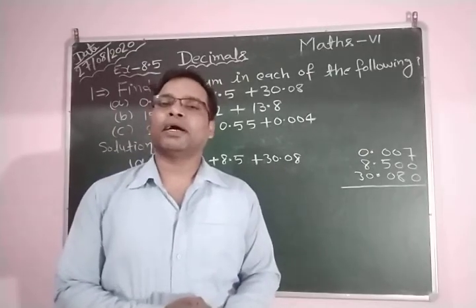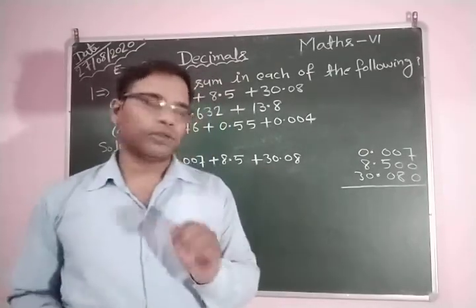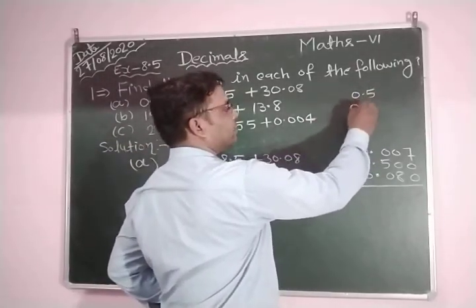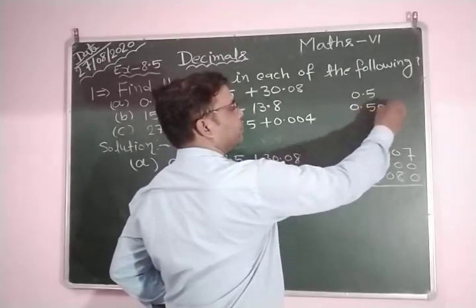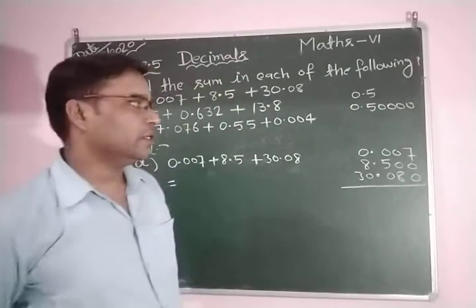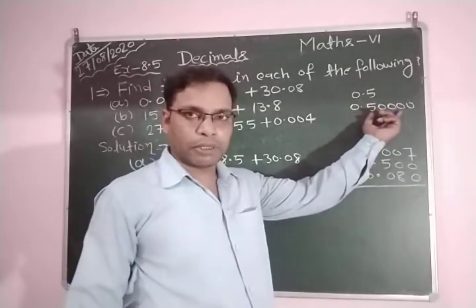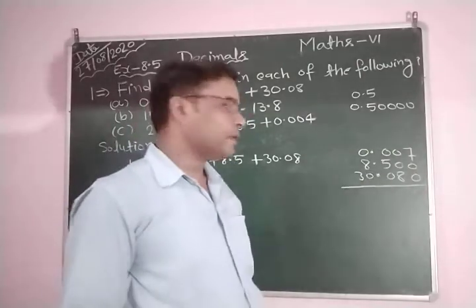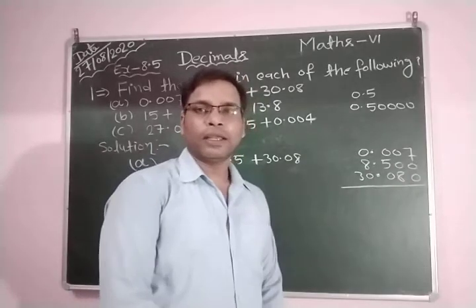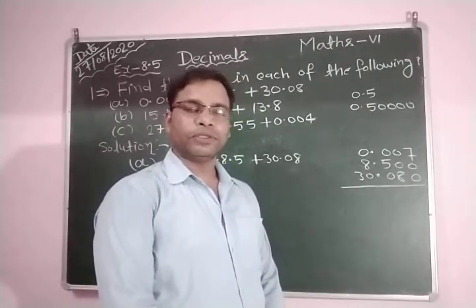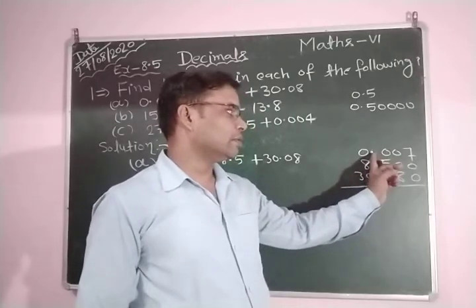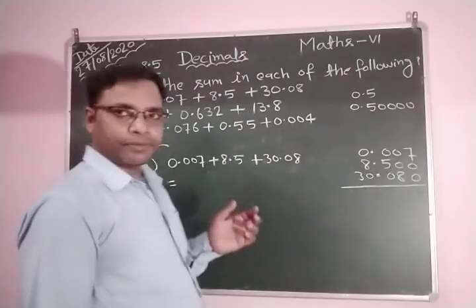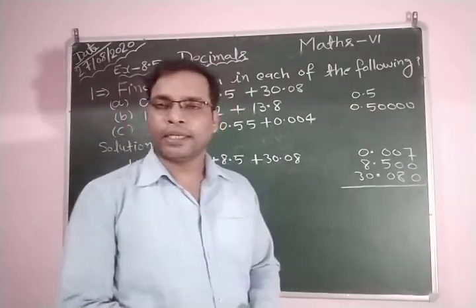0.5 means you can write 0.5000 according to your needs. Okay, like this. This is 0.5. So you can write it like this, 0.50000 according to your need. The value of this decimal number is only 0.5. Okay, so here you can see this is 8.5, but we write it 8.50, 8.500. Okay, this is because of 0.007.